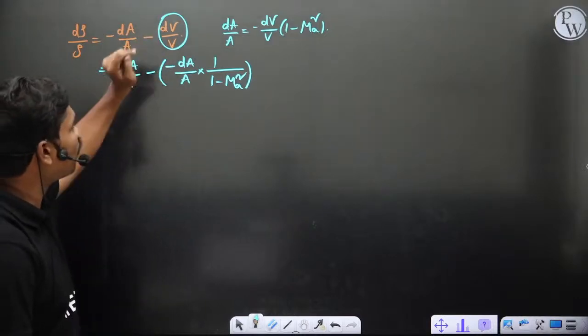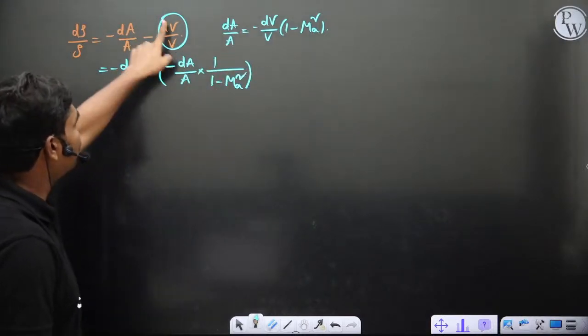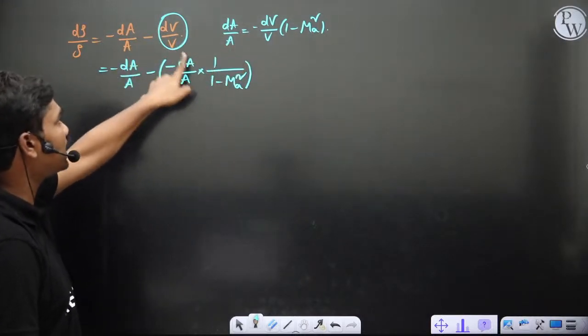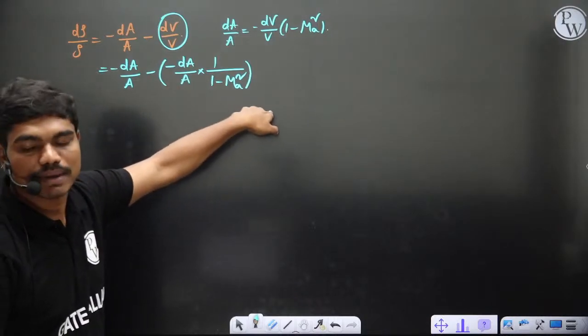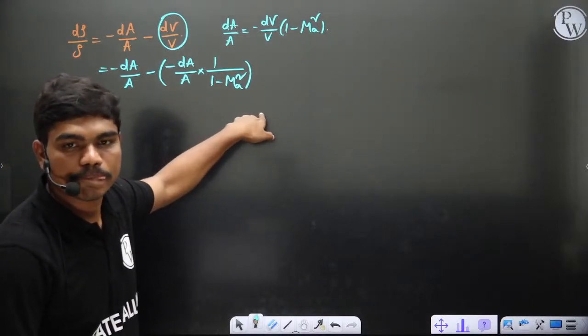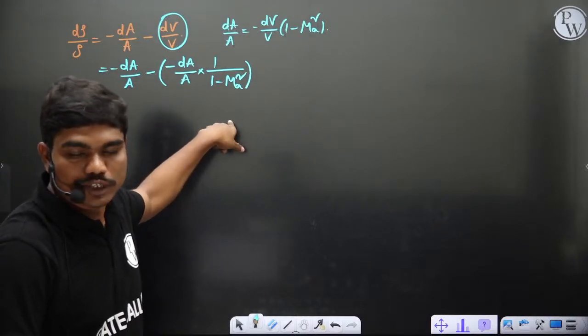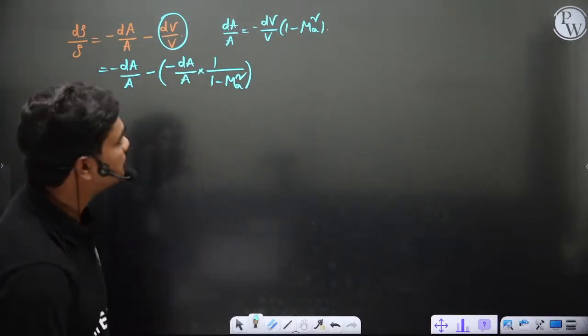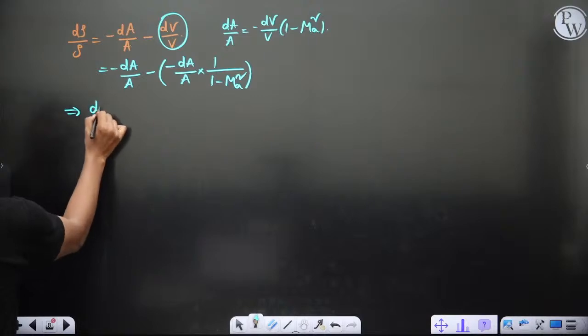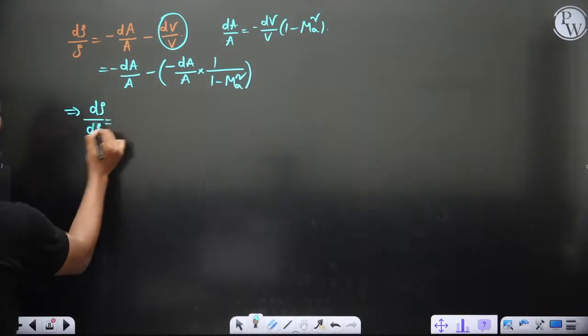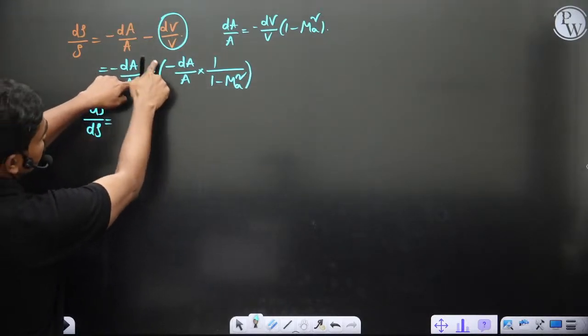This dV by V, whatever is there, since we have calculated this relation, this dV by V can be replaced with minus dA by A into 1 by 1 minus Mach square. Can I do this? Yes or no? So please type in the chat box. Can I do this? Yes. Now let's see. d rho by rho is equal to, see, this is minus dA by A. This minus into minus gives plus here.